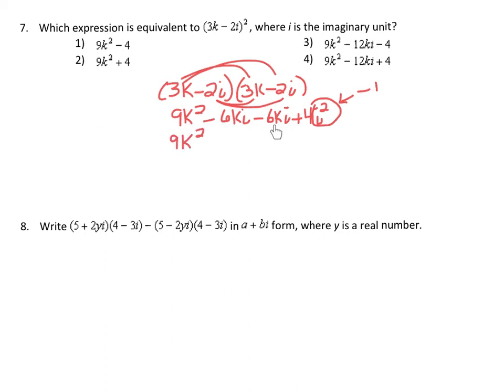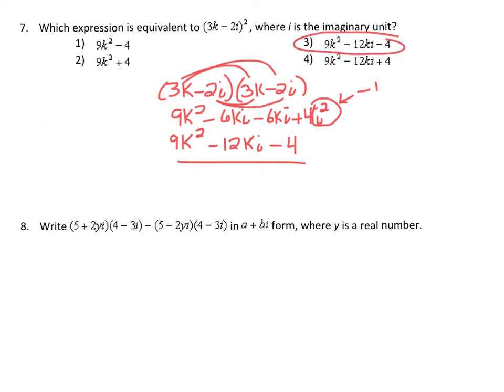I can combine the negative 6ki and the negative 6ki to give me negative 12ki. Oh, my pen is not drawing. There we go. And then positive 4 times negative 1 would be negative 4. It looks like there's nothing else we can combine, so this matches up with choice 3.